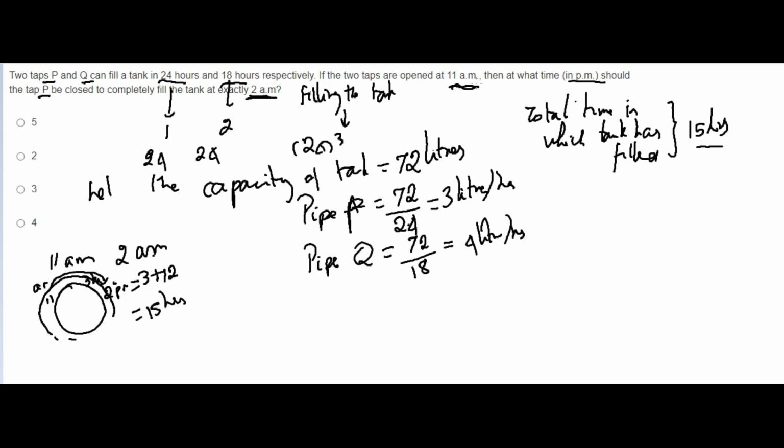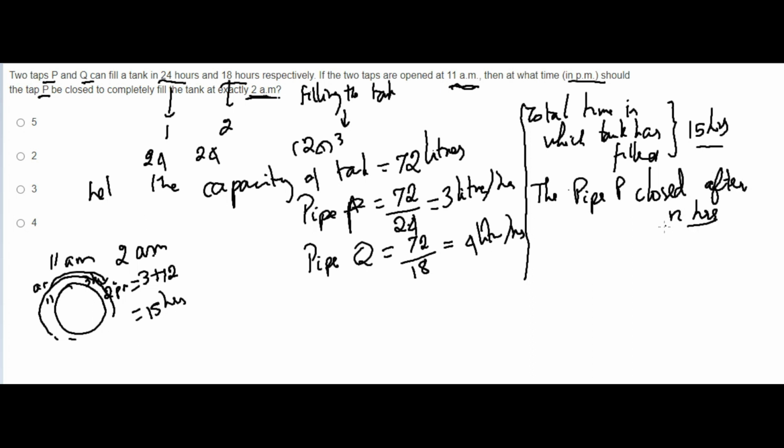Now just give the pipe P as closed. Because the question says pipe P has to be closed, then after closing, only Q will be open and the tank will be completely filled at 2 a.m. We don't know the time at which the pipe is closed, so we take it as after n hours.